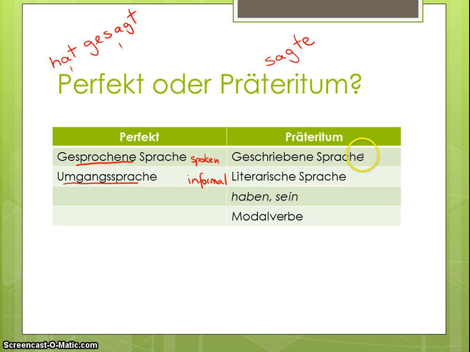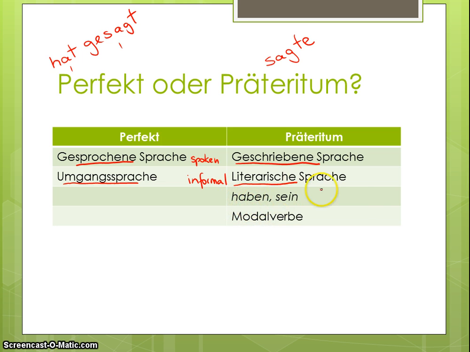The preterite, on the other hand, is the written language. It is used in literature, in anything that is literary, and therefore more formal. So, for example, if you are writing a letter to a friend, you would use the perfect. To your teacher, to your boss, to somebody that you don't know well, you would choose the preterite.